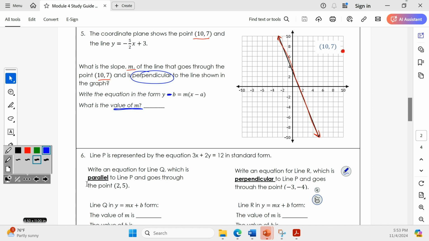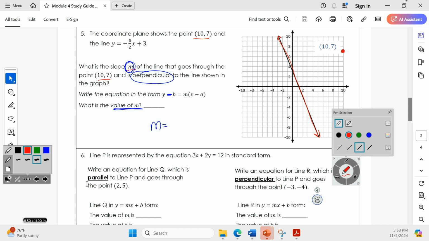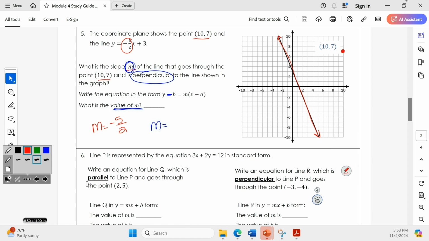So let me tell you, really all we need to do is find the slope of the perpendicular line. So the slope of the given line, right? The slope of the given line is negative 5/2. If you don't believe the equation, then let's look over here and see if we can determine the slope on our own. 1, 2, 3, 4, 5. That's negative 5. 1, 2, positive 2. That means the slope is equal to negative 5/2.